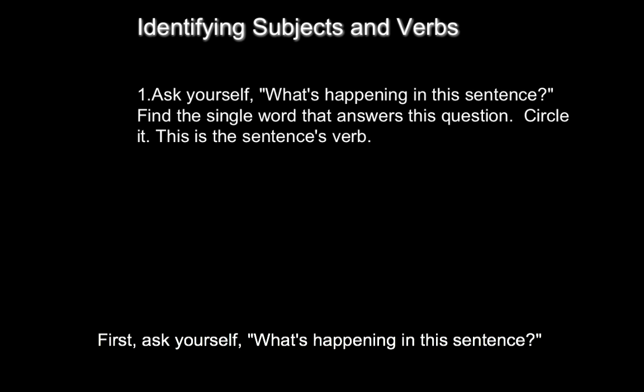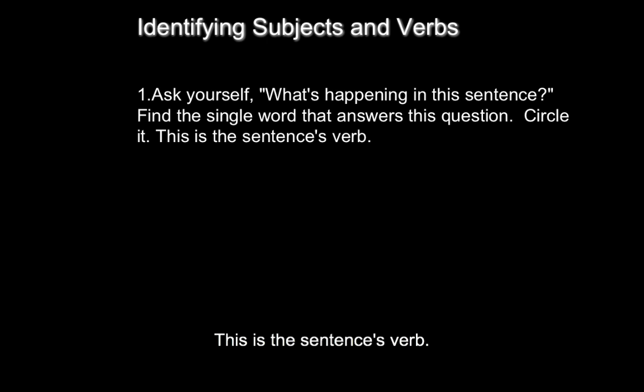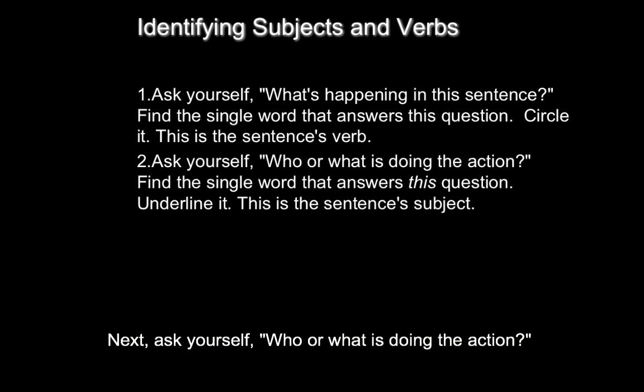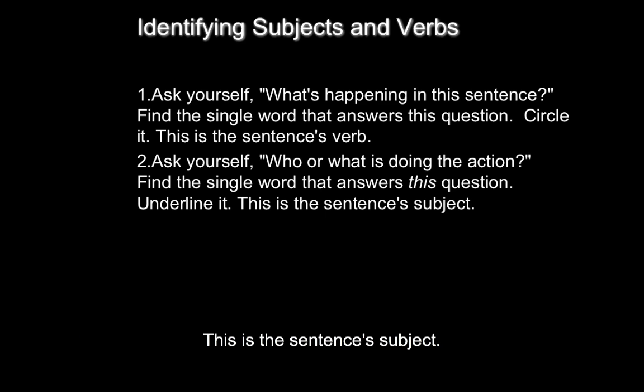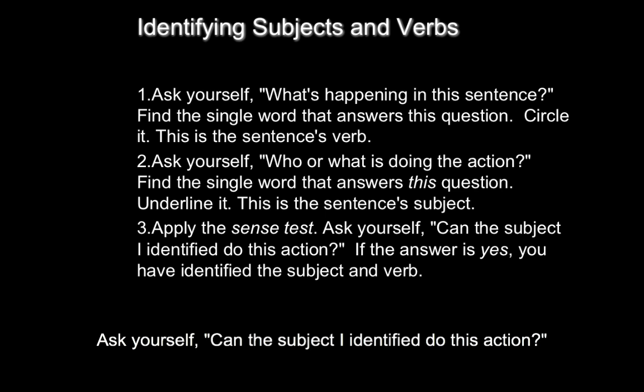First, ask yourself what's happening in this sentence. Find the single word that answers this question and circle it. This is the sentence's verb. Next, ask yourself who or what is doing the action. Find the single word that answers this question. Underline it. This is the sentence's subject. Finally, apply the sense test. Ask yourself, can the subject I identified do this action? If the answer is yes, you've identified the subject and verb.